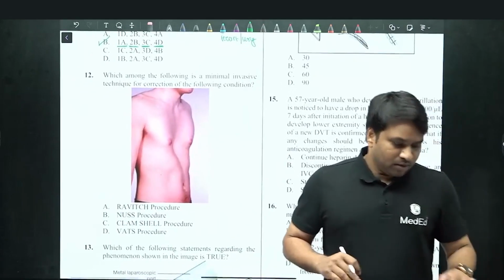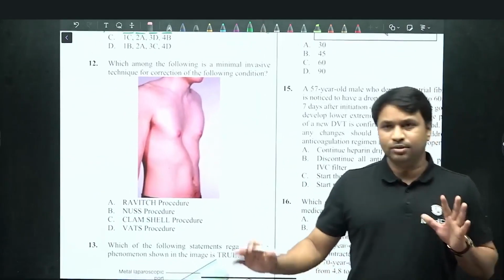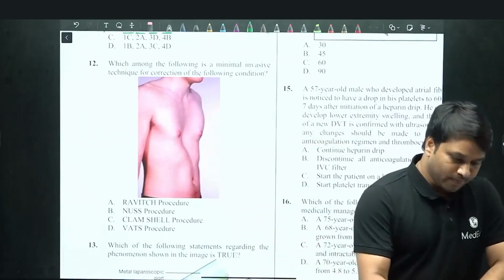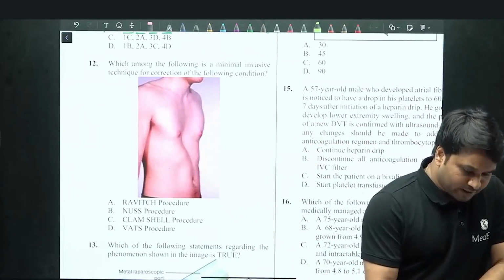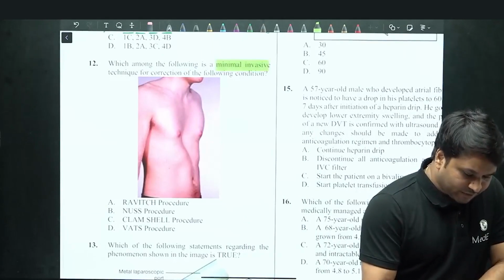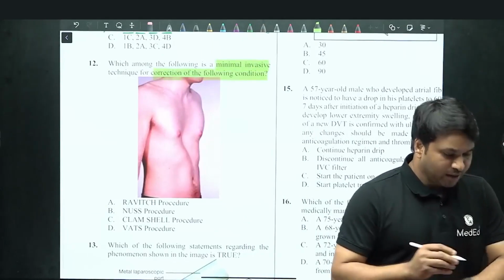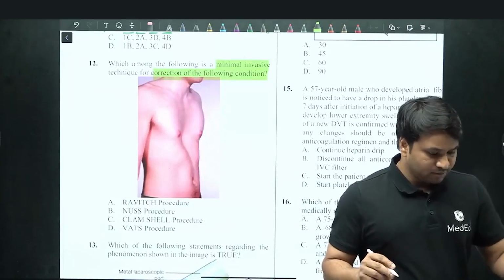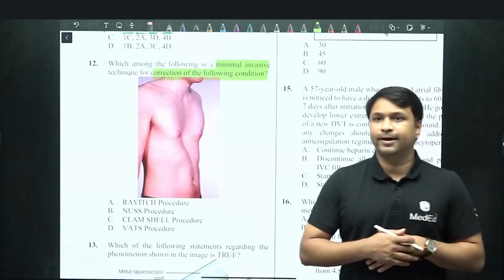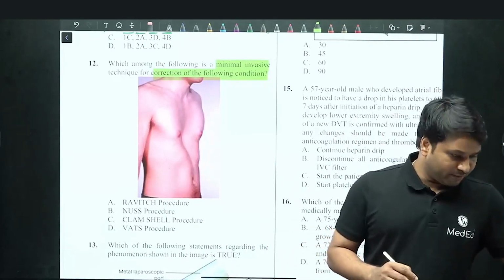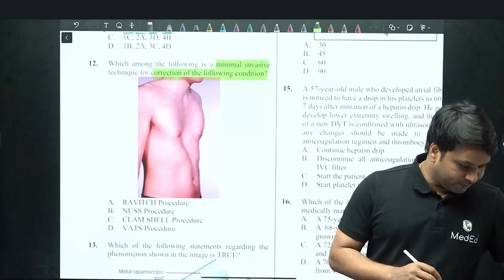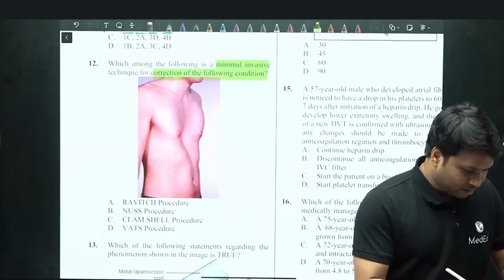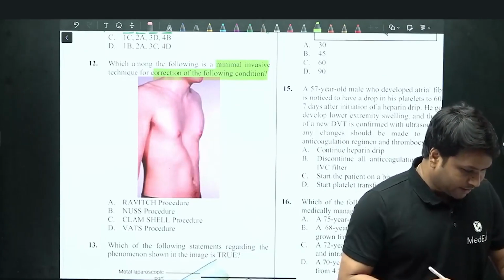Now, this question again, if they have to give a bouncer, they will give a question like this. Question is, which among the following is the minimally invasive technique for the correction of the following condition? Can you identify what is the condition that is depicted here? What condition is this? Any idea? Quick feedback. I'm looking for an option and answer here. What is the condition that I'm looking at?